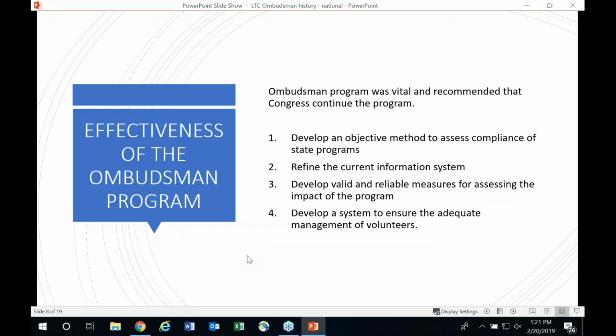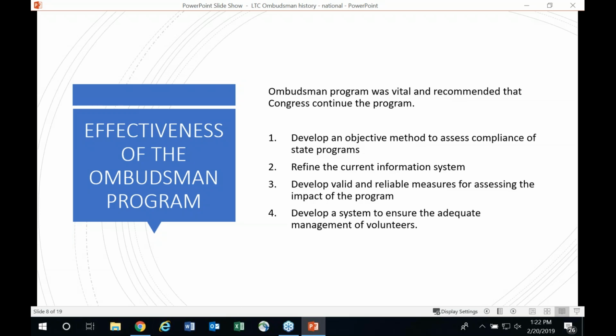So one of the other recommendations was around effectiveness of the program. And even though we had a lot of problems and we were uncovering a lot of weaknesses that needed to be built on, the Ombudsman program really was determined to be a very vital program, and it was recommended that Congress continue the program. And at this point in 1995, it was actually being looked at as a model for other healthcare ombudsman programs that people around the country were looking at establishing.